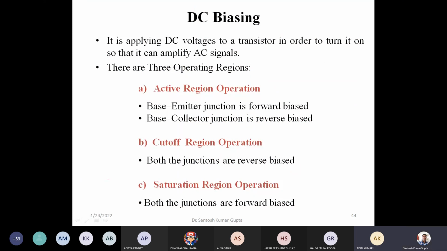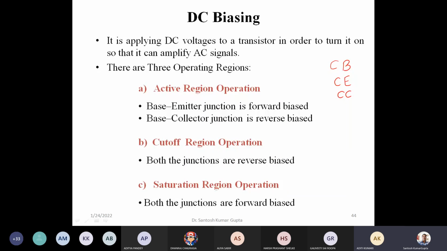Okay, so in the last few lectures we have been discussing the different configurations. In the discussions we have seen that there are three configurations possible in a BJT. These are common base, common emitter, and common collector.